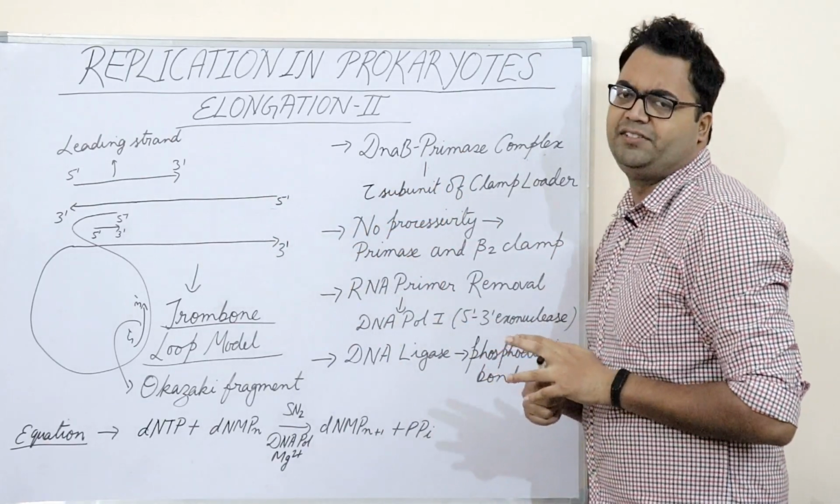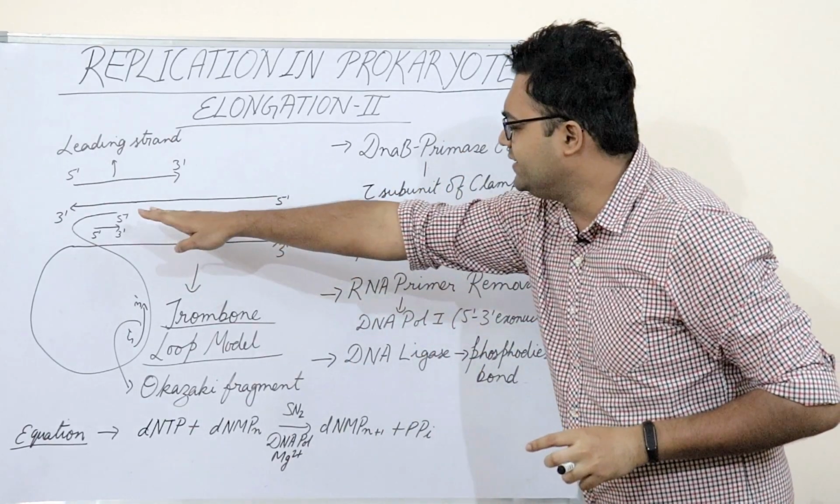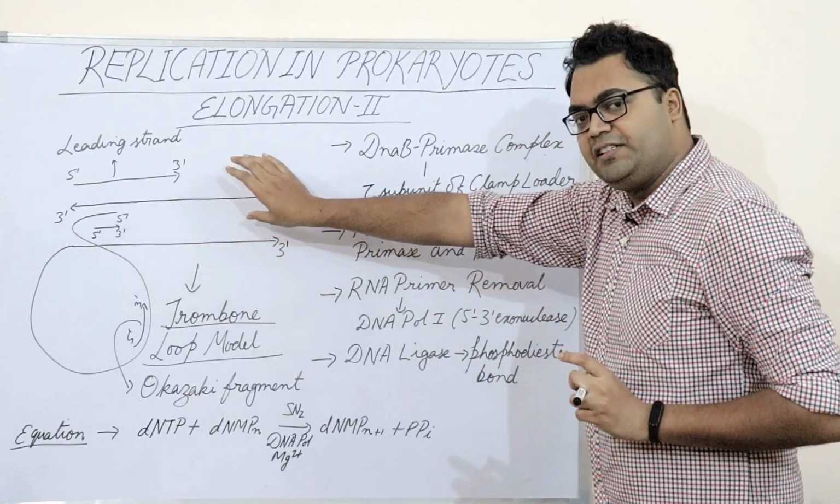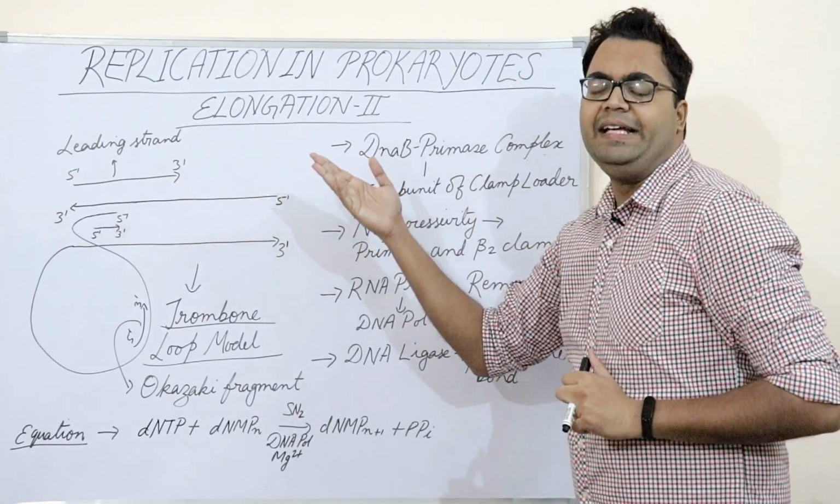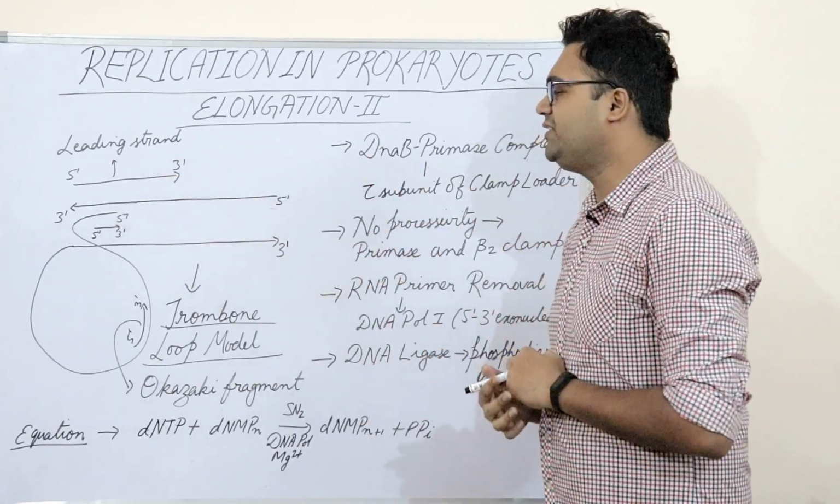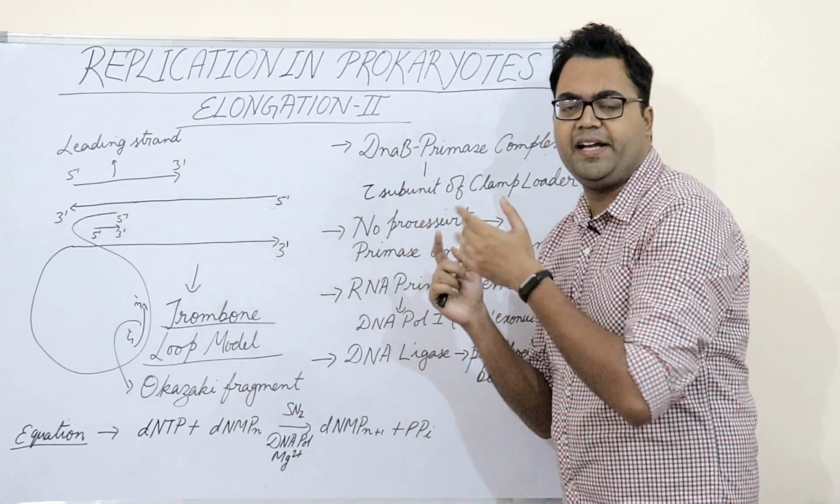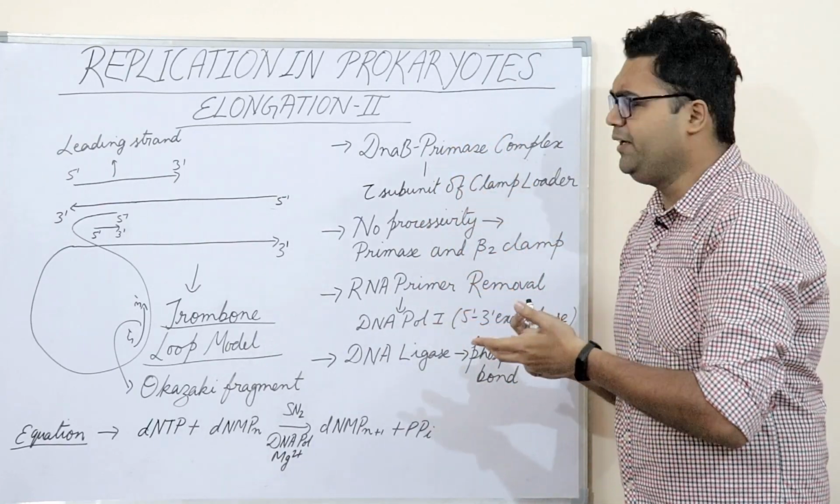Then DNA polymerase 3 would take over, and since this is the 3 to 5 prime template strand, the parent strand, 5 to 3 prime synthesis would be very easy. That is known as the leading strand. It's also continuous without any breakage. It's also known as the continuous strand.